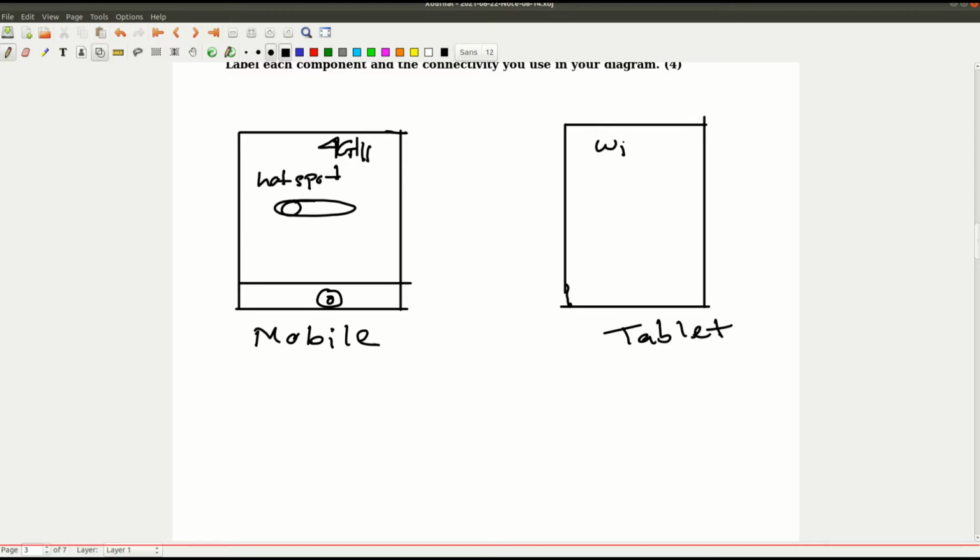Tablet. So we get a Wi-Fi, and there is a name, suppose Kiki. Here you have to provide the password, and what happened? It goes there. This is the diagram. I think you all understand.